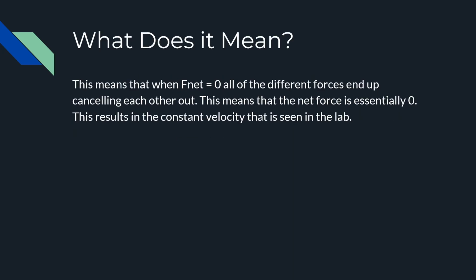This lab means that when the net force is equal to 0, all of the different forces end up canceling each other out, meaning that constant velocity is a result of this. For example, gravity pulls downward and the normal force of the table pushes upward, so these two cancel out, displaying the constant velocity motion that was seen in this lab.